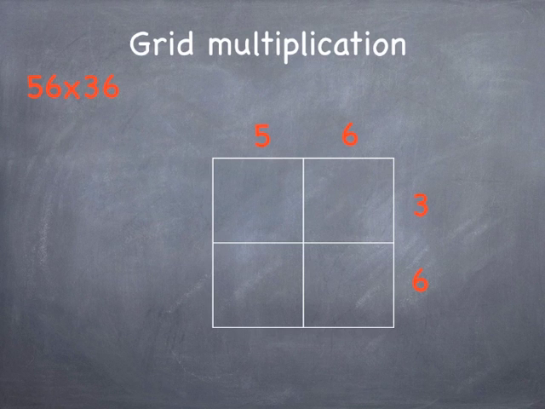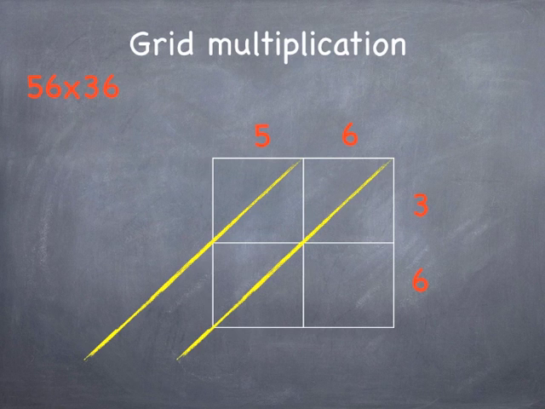Next, I draw 3 diagonals. They go from corner to corner, running from top right to bottom left and cutting each square in half, and I'll extend the lines below the bottom of the table. Now I'm ready to multiply the bits. First, 5 times 3 is 15. The 1 goes here and the 5 here.